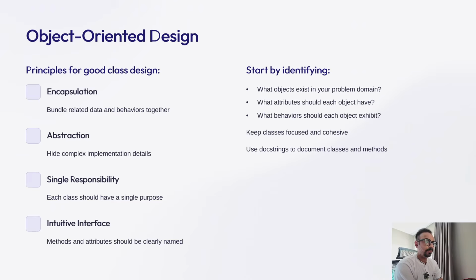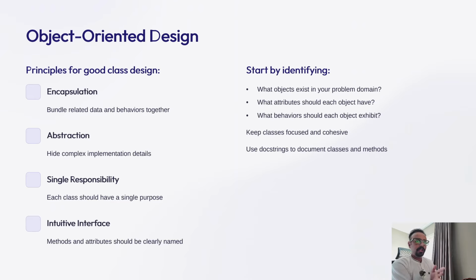The single responsibility principle suggests that each class should have a single well-defined purpose, and providing an intuitive interface with clearly named methods and attributes makes your classes more user-friendly. When designing classes, start by identifying the objects that exist in your problem domain, what attributes each object should have, and what behaviors each object should exhibit. Keep your class focused and cohesive, avoiding the temptation to create God classes that try to do too much. Don't make it more complicated. Keep it very focused and use docstrings to document your classes and methods, making it clear to others and your future self how to use them.